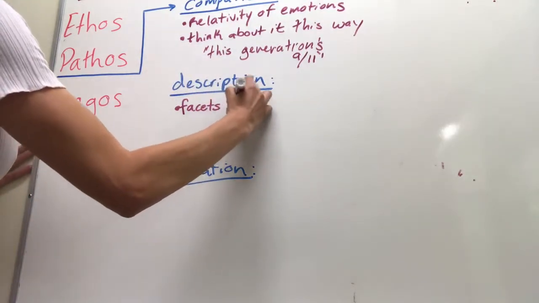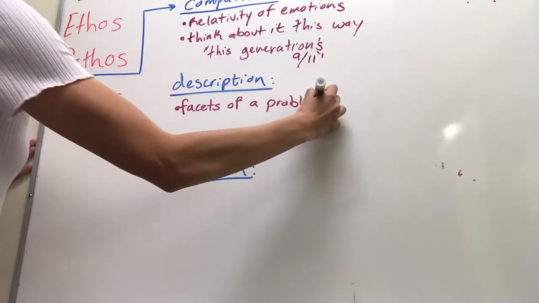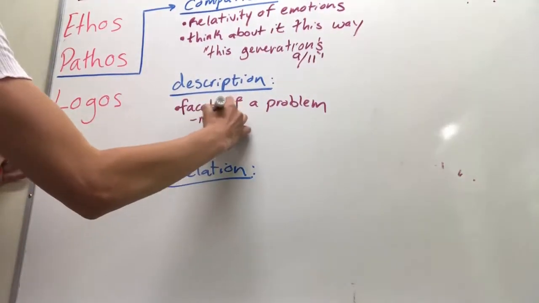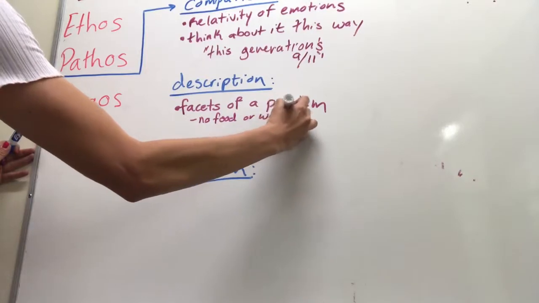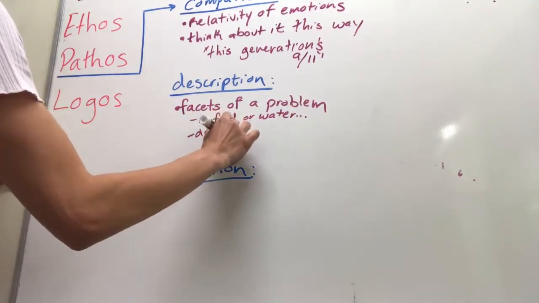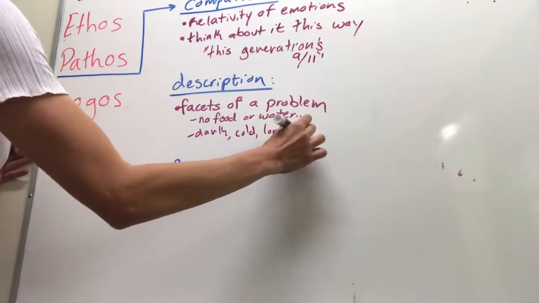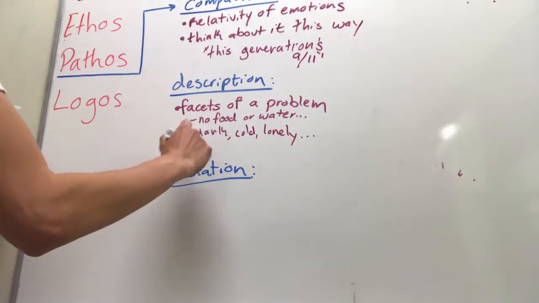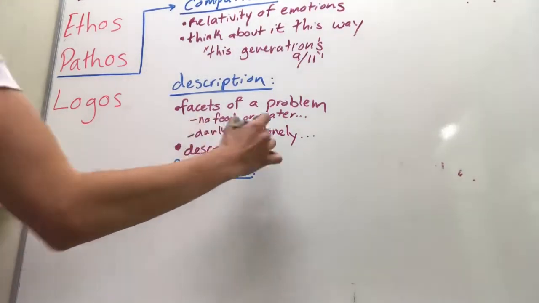Another way to build pathos is by using descriptions. You can either describe the facets of a problem. There's no food, there's no water, it was dark, cold, and lonely. And these are when you use those literary devices we were talking about.